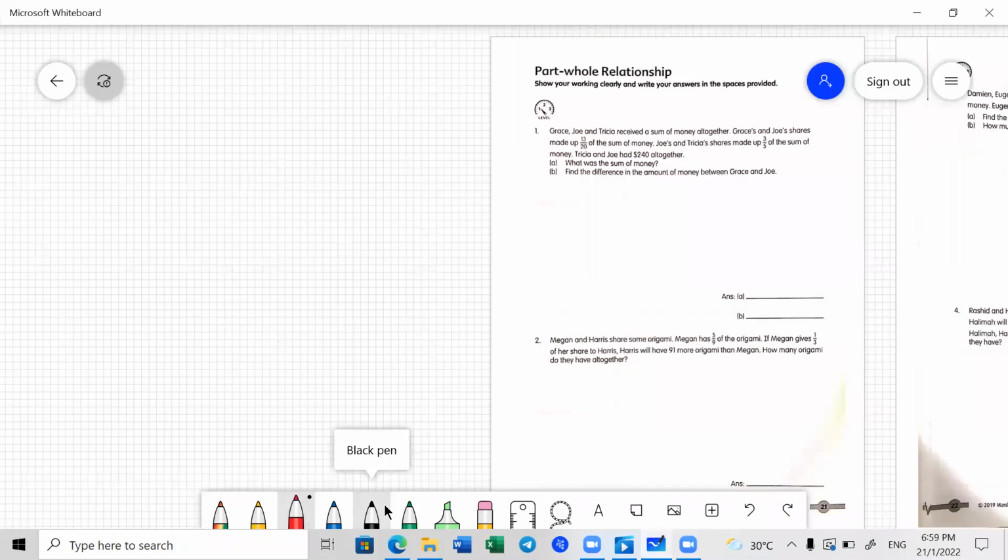One, we can see that Grace, Joe, and Trisha receive a sum of money all together, right? Now, how do we know that this is a part-whole relationship? Because all three of them received a sum of money. Do you agree? All right, so maybe it's like a bag of money, right?